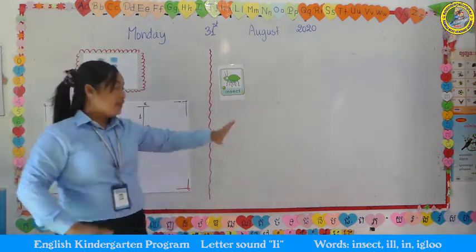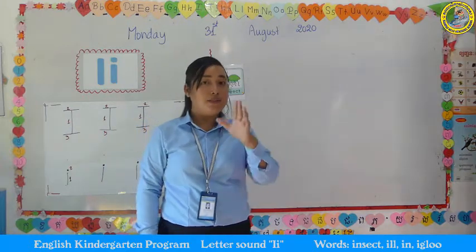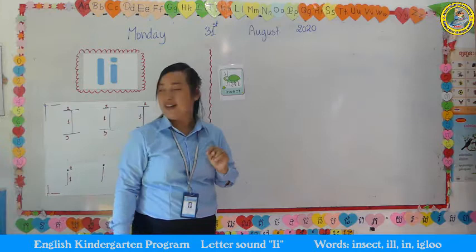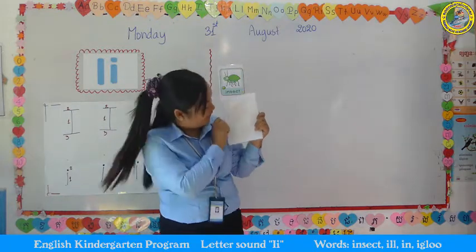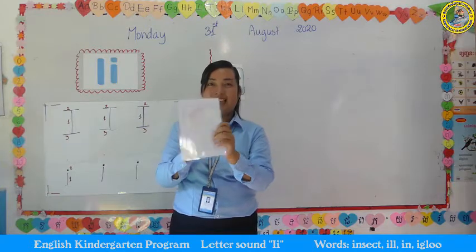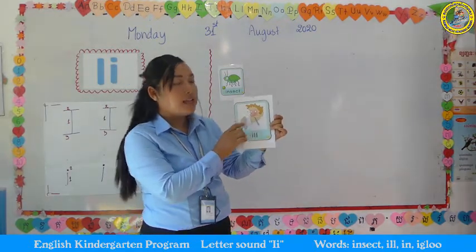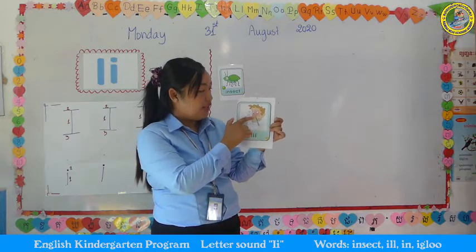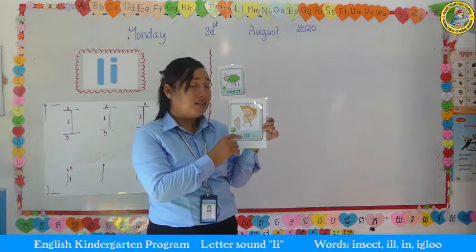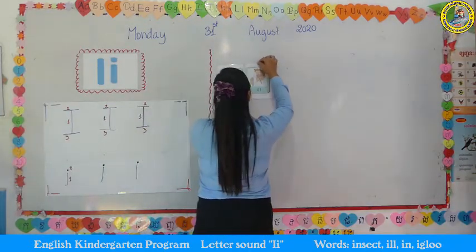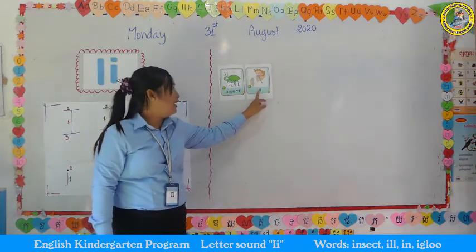Okay, everyone, you see this is an insect. And I will show you one more card. What is it? Tell me, what is this? He does not feel good. He got ill. Yeah, okay. Ill starts with the letter I.